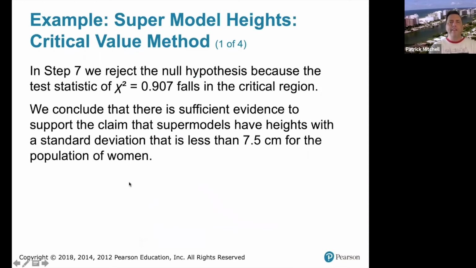All right, so in step 7, we reject the null hypothesis. This is going back to the critical value method. Reject the null hypothesis because the test statistic chi-square equals 0.907 falls in the critical region. We conclude that there is sufficient evidence to support the claim that supermodels have heights with standard deviation less than 7.5 centimeters. Same conclusion that we got before.